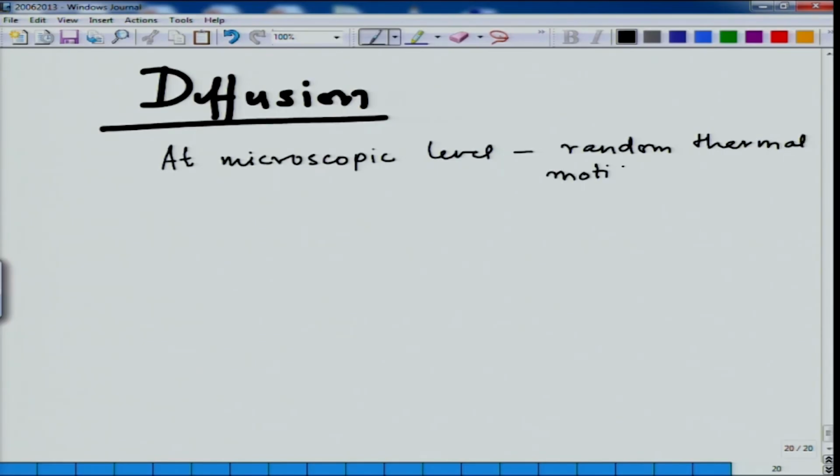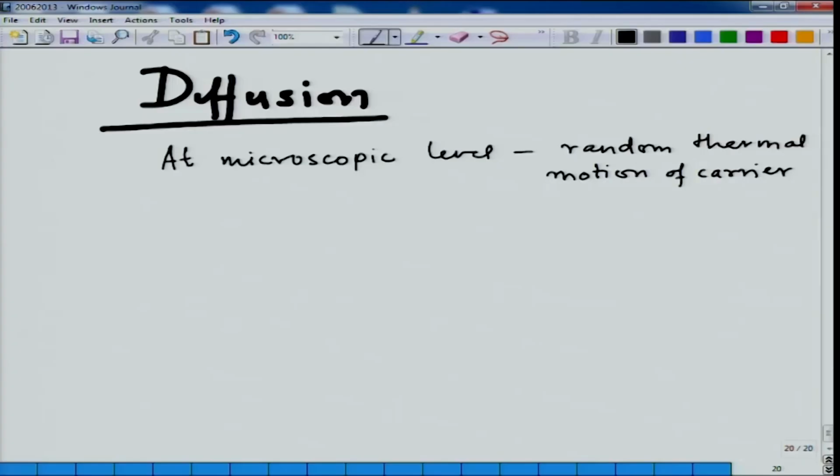And if you recall, we discussed this when we started discussing drift of carriers, and we said that in the classical picture, if we look at the thermal motion of carriers, then they are always moving around, but their net motion is 0. So, this random motion of the carriers is what leads to diffusion. But earlier we said that if we have this motion, then we do not have any effective transport of carriers.